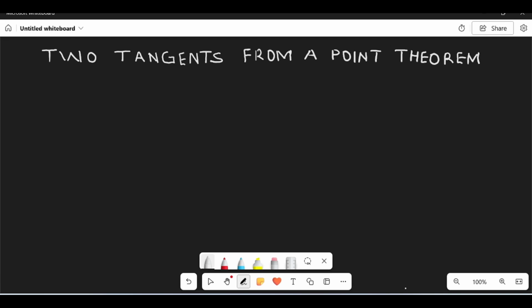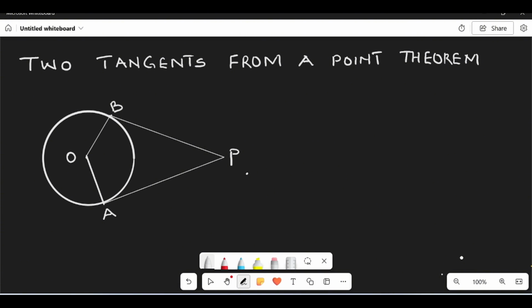Today, we are exploring one of the most elegant and useful circle theorems, the two tangents from an external point theorem. We'll understand it, prove it step by step, and solve an example together in the simplest way possible. So, let's jump right in.